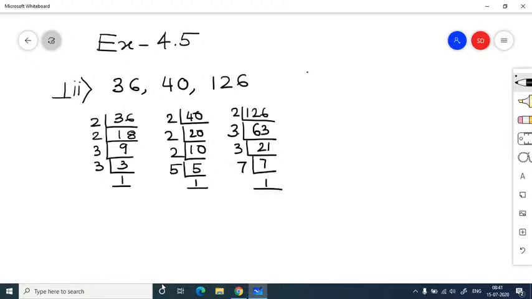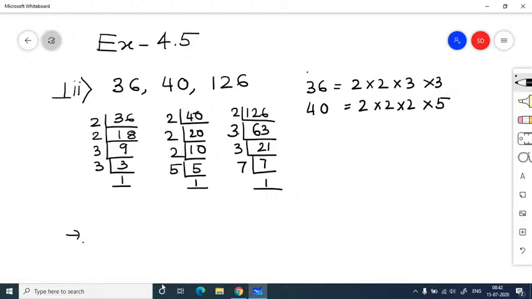So let us write down. Now I am writing on this part of the board, but you can write this below over here. Okay. So let us express 36. Write down this way: 2 into 2 into 3 into 3. Then let's write 40: 2 into 2 into 2 into 5. And 126 is 2 into 3 into 3 into 7. Okay.